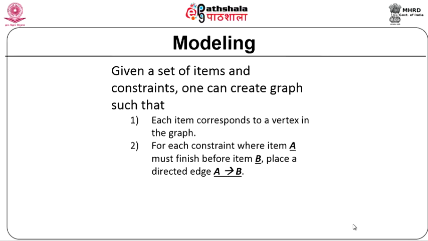So, every element corresponds to a vertex in the graph, and every element has a relation with another item that can be represented as an edge, and we can put a direction. Based on that, certain constraints are enforced. Say, for example, if you want to say that task A should be finished before task B, then we have to put a directed edge between A and B.